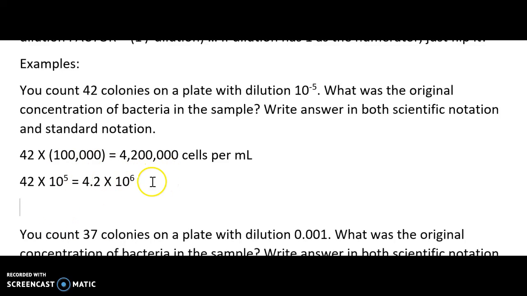If you remember from before, the waypoints for these exponents are multiples of 3. So 10 to the 3rd was 1,000, 10 to the 6th was 1,000,000. You can quickly look at this and see, oh, yeah, that's the same number as that. And this is a more compact way of expressing that number with less room for errors in how you write it out and that kind of thing.